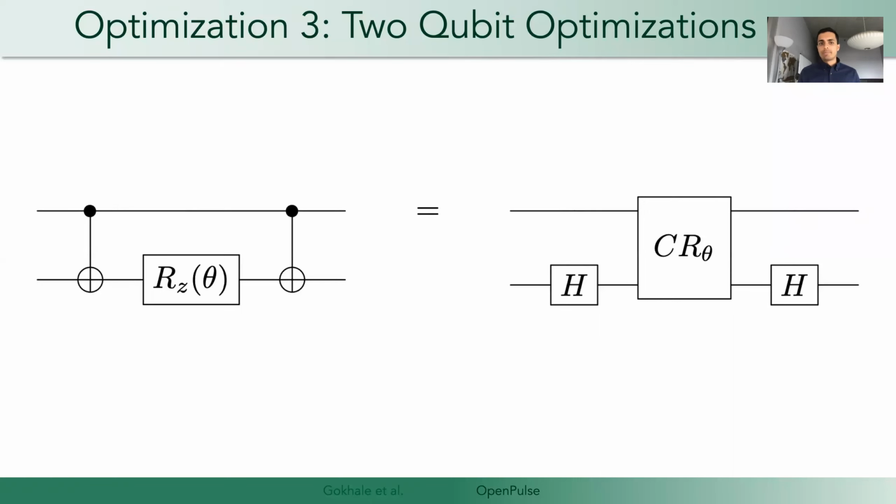So the third optimization pertains to two qubit interactions, and it's actually the one that drives the biggest improvements in our benchmark level results. And the key insight here is that this pattern on the left-hand side is ubiquitous in near-term quantum algorithms like VQE and QAOA. And it's called the ZZ interaction.